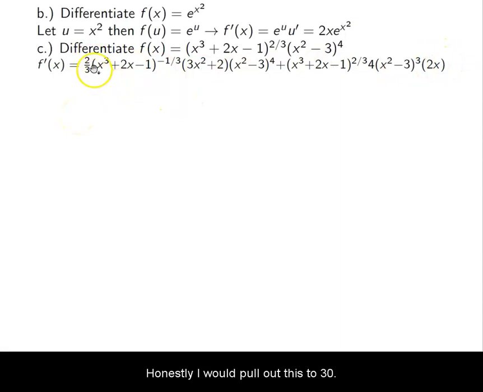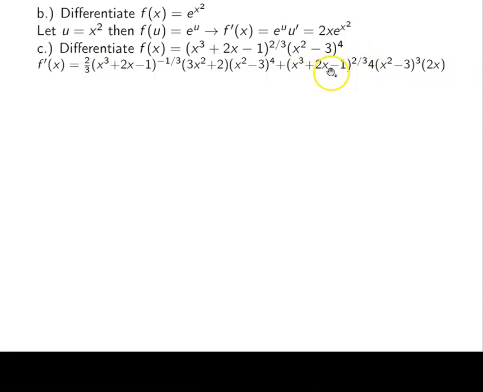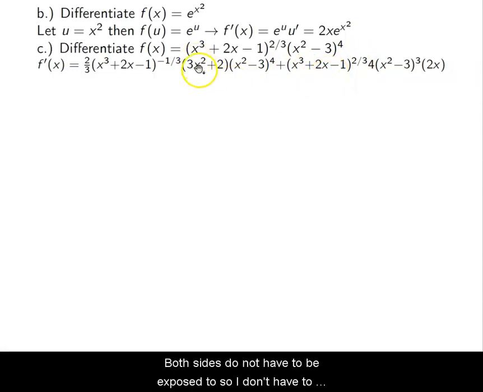Okay, honestly, I would pull out this 2/3 is what I would generally pull out. I pull out the fraction, so this will divide by 2, but also multiply by 3, so I won't have any fractions left over. I also have x cubed plus 2x minus 1 to some sort of a power everywhere, so when I pull that out from both sides, I'll pull out a negative 1/3. That will actually increase this by 1/3, which makes it just x cubed plus 2x minus 1. Both sides do not have 3x squared plus 2, so I don't have to worry about that.